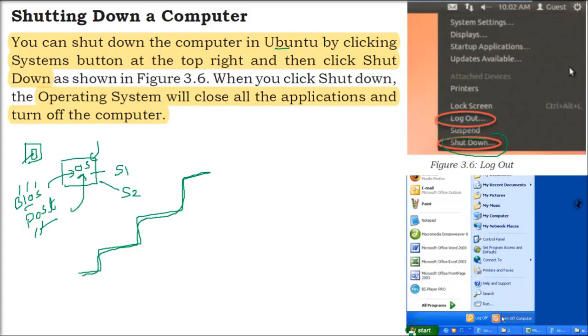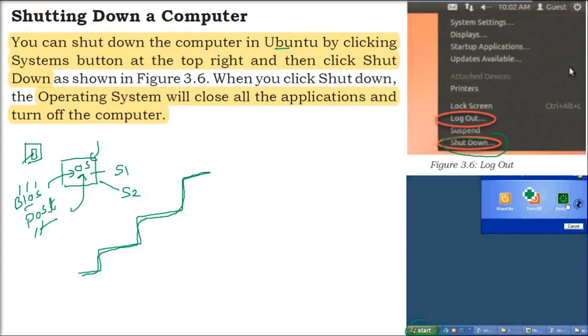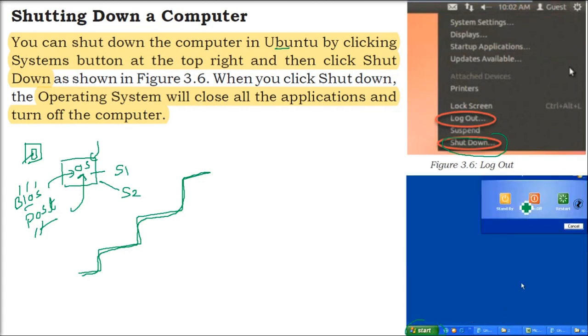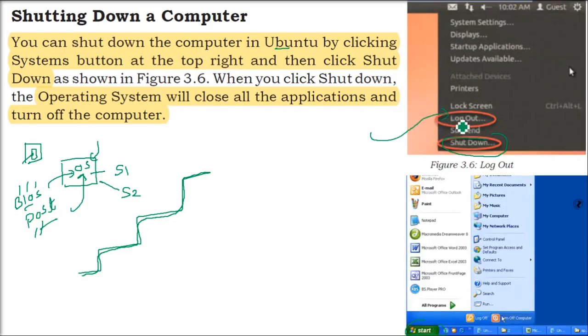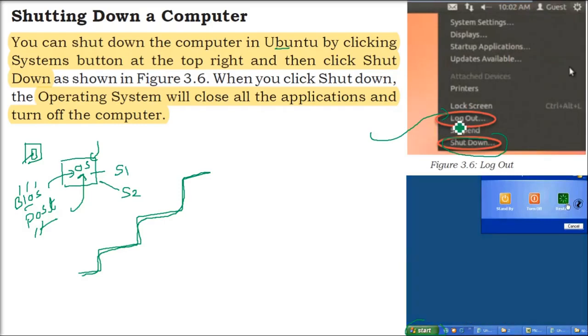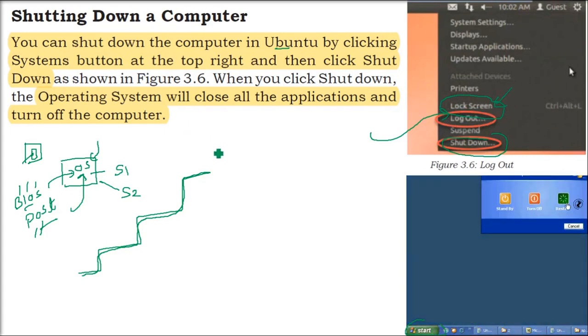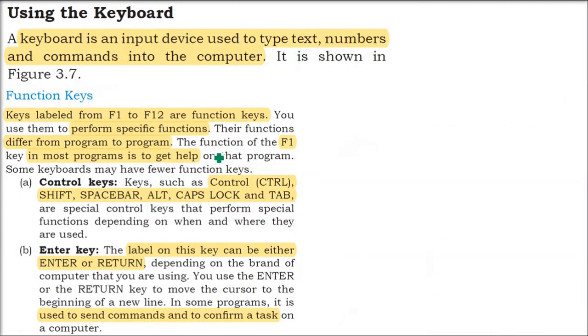If you want to actually power off your computer, you shut down. If you just want to go out and allow another person to enter, you can log out. If you're going for some short work, you can lock the screen. And if some application is not working properly or some problem is there, you can restart your computer. The thing is, there are different ways: lock screen, log out, suspend, shut down, all these are there.